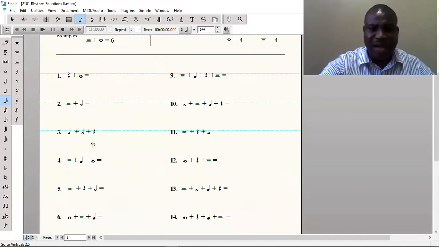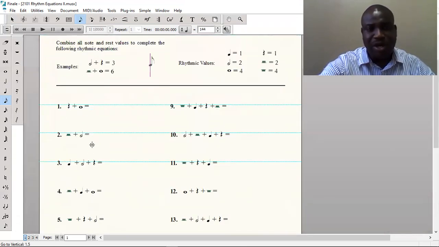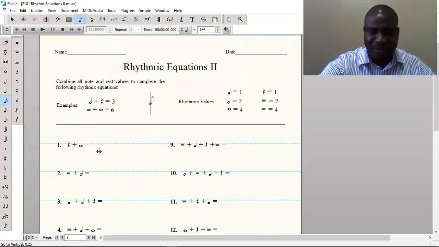This is the exercise I have for you this week. And I need you to do this for me and send it to me on WhatsApp or Edmodo.